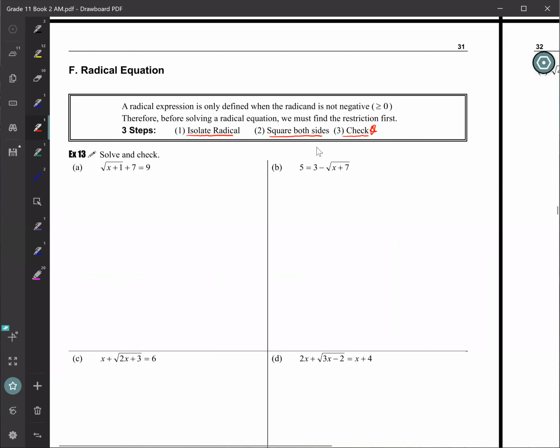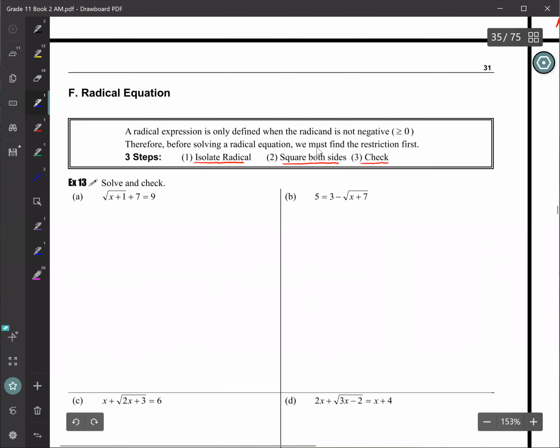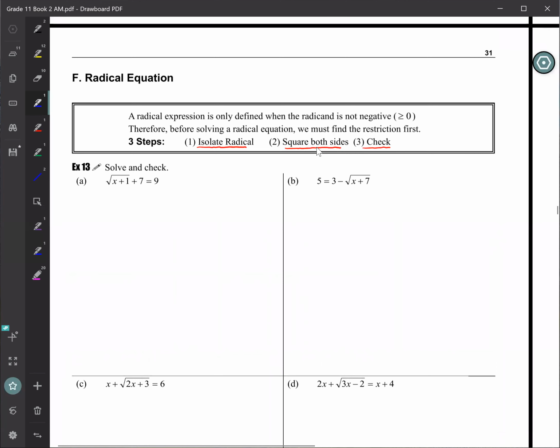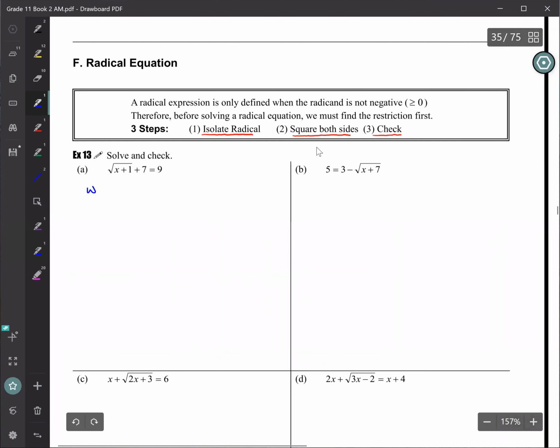So here I will explain why sometimes the answer doesn't work. Sometimes you need to throw it out. Reject. So I'll put the notes here. So why check answer.